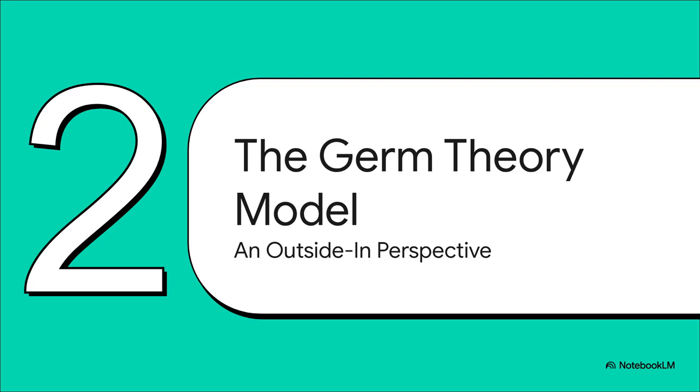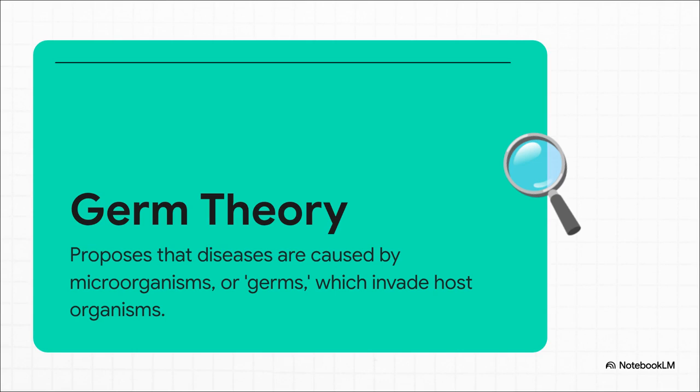Okay, let's kick things off with the first model. This one is often described as an outside-in perspective because it really focuses on external factors as the main cause of illness. So, the basic idea behind germ theory is this. It proposes that many diseases are caused by specific microorganisms, what we call germs or pathogens. Think of it like an external bug, say a particular bacteria, invading a host, like a person, and its presence is what directly causes a specific illness.